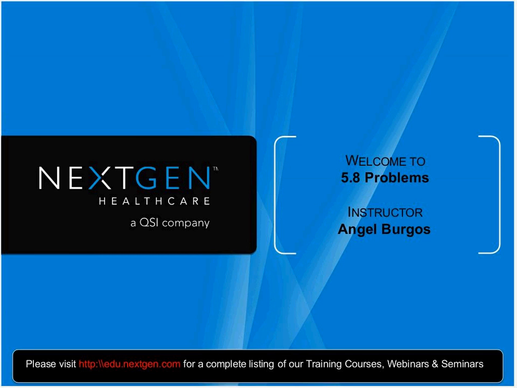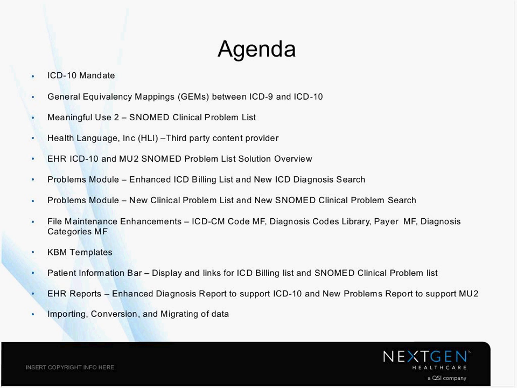So what we're going to cover today. All right. So we're going to start off with some industry knowledge and terminology with the ICD10 mandate. We're going to talk about why we're doing this, what's causing it, what important dates are out there that you need to be aware of, that sort of thing. We're talking about our general equivalency mapping, or what we call GEMS, between ICD9 and ICD10, and basically allow us to bridge the gap between these two versions of the ICD values.